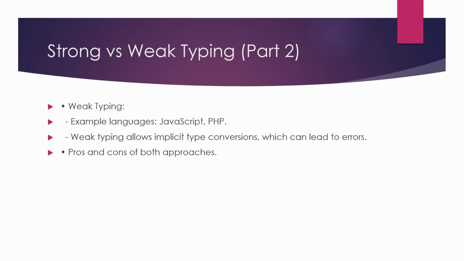On the other hand, weak typing allows implicit type conversion. For example, in languages like JavaScript and PHP, you can assign a string to an integer variable, and the language will automatically convert it to the correct type. While this flexibility can be convenient, it may also lead to unexpected behavior and bugs.